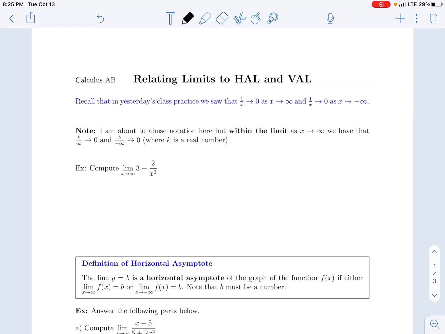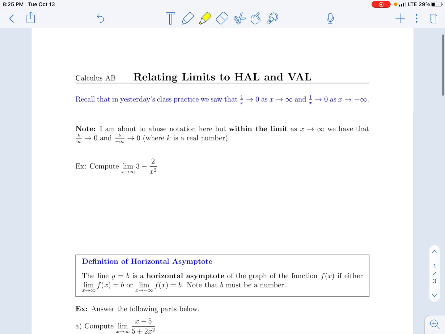Here, if I want to compute the limit as x approaches infinity of 3 minus 2 over x squared, I'm going to focus on the fact that really I'm trying to figure out the limit as x approaches infinity of 2 over x squared. What's in the denominator, we know that as x approaches infinity, x squared also approaches infinity, because x squared is this nice upwards U shape, and so thinking about the end behavior, as x approaches infinity the function x squared also approaches infinity.